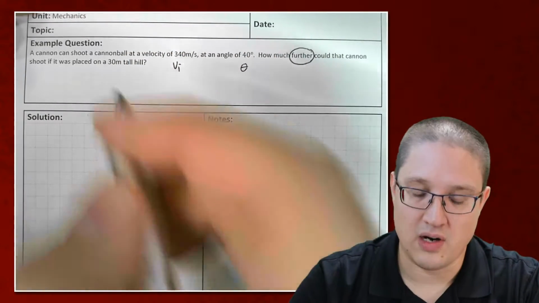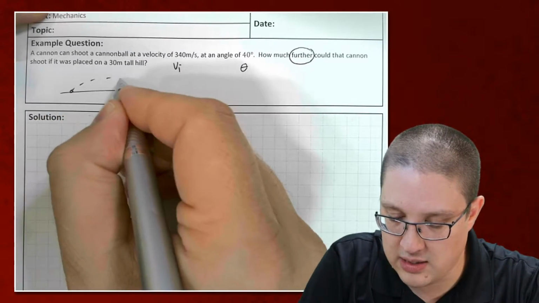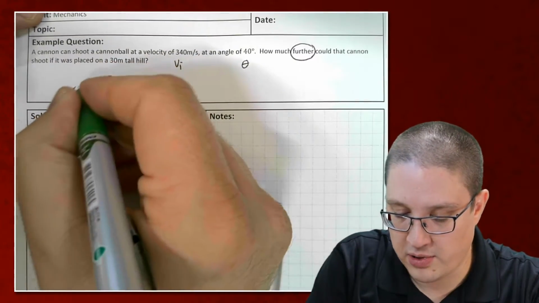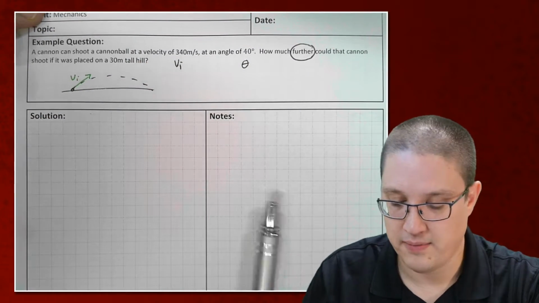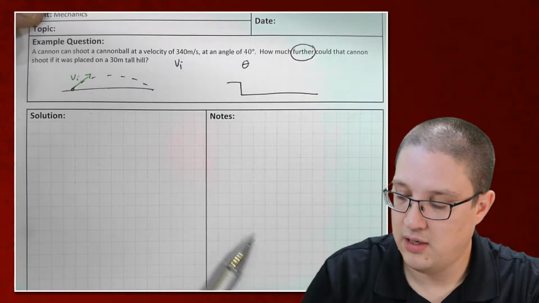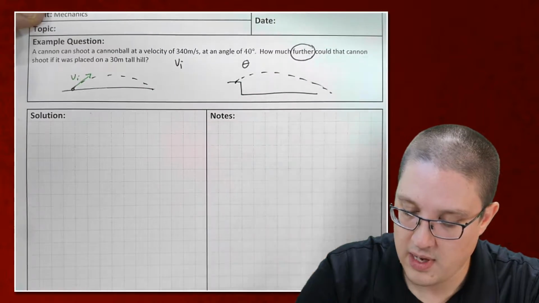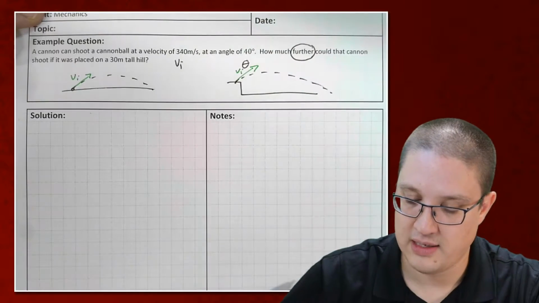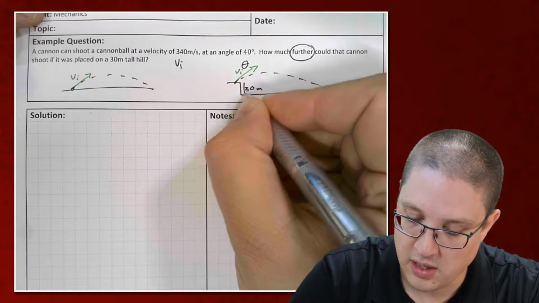So drawing a little diagram of this here, what I've got in the first case, I've got a cannon and it's launching a projectile like that, where it's got a VI like that. In the second case, I have a hill and the cannon is on top of this hill and it's launching a projectile with a VI like that, but it is 30 meters higher.